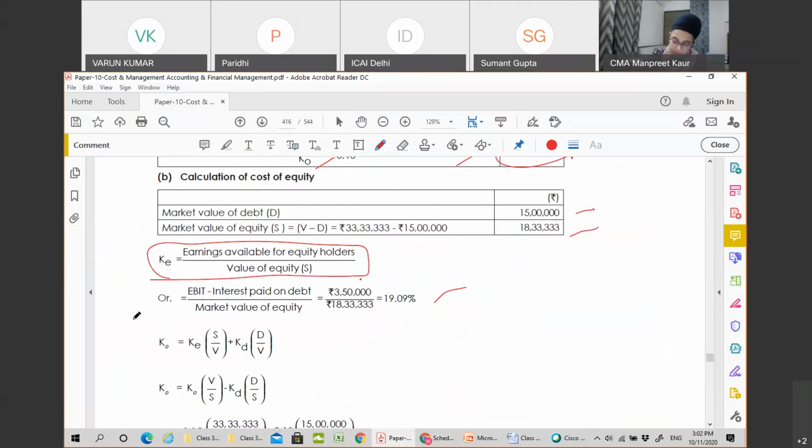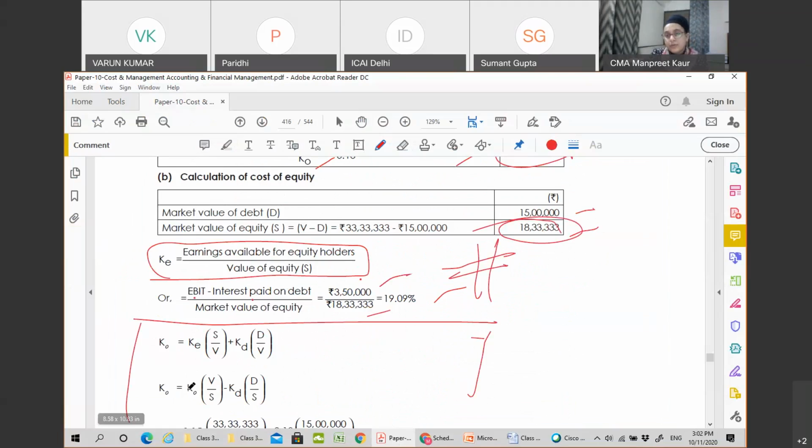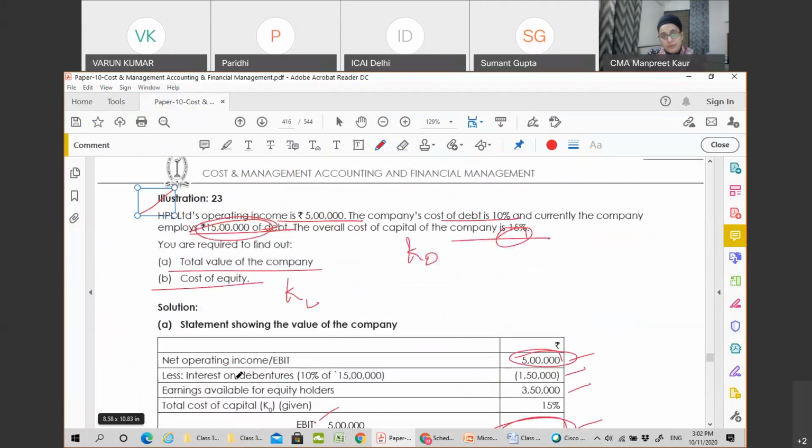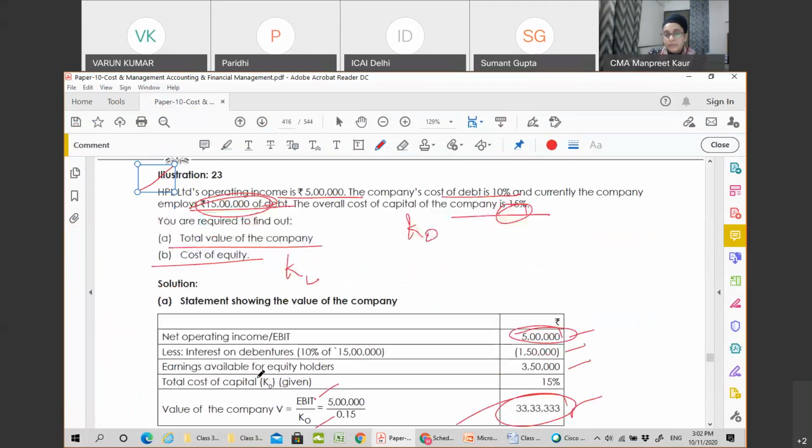KE is equal to earnings available, that is EBIT minus interest, divided by value of equity. You can use this first formula: EBIT minus interest divided by value of equity, 18,33,333. That is 19.09% that we have to find out. That is illustration 23. Any doubt in this question? I hope it is clear to you. Okay.